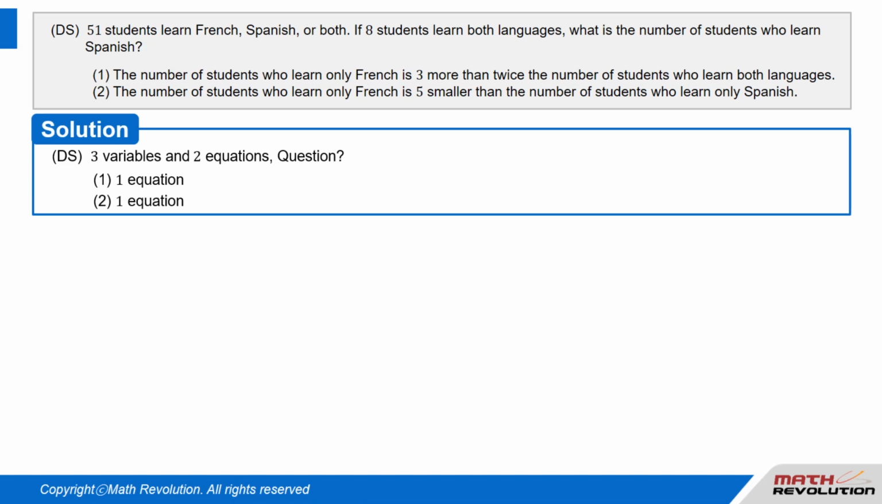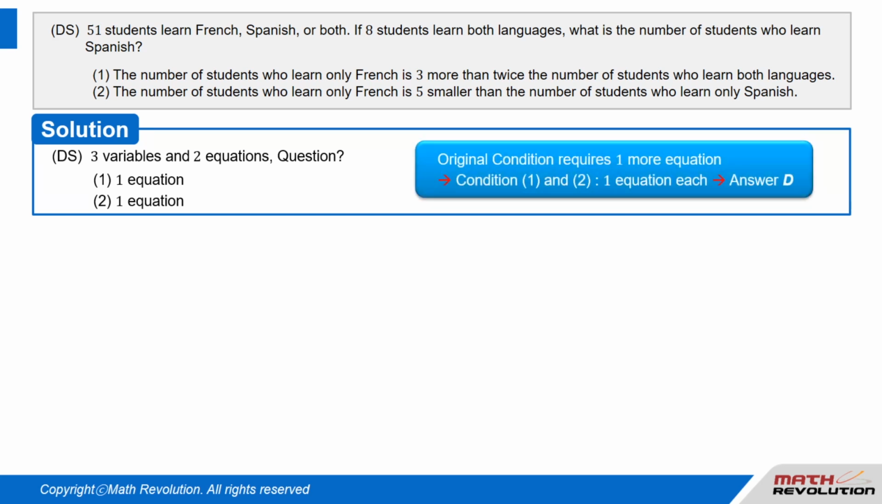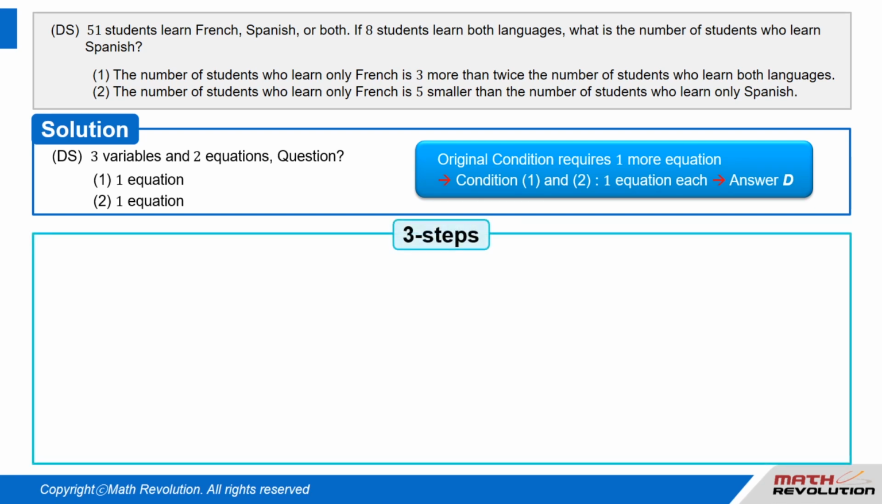This question seems difficult, but don't be scared. Just use the variable approach right away. We know that each condition would usually give us an equation, and since we need 1 equation to match the number of variables and equations in the original condition, the equal number of equations and variables should logically lead to answer D. Let's apply the 3 steps suggested previously.